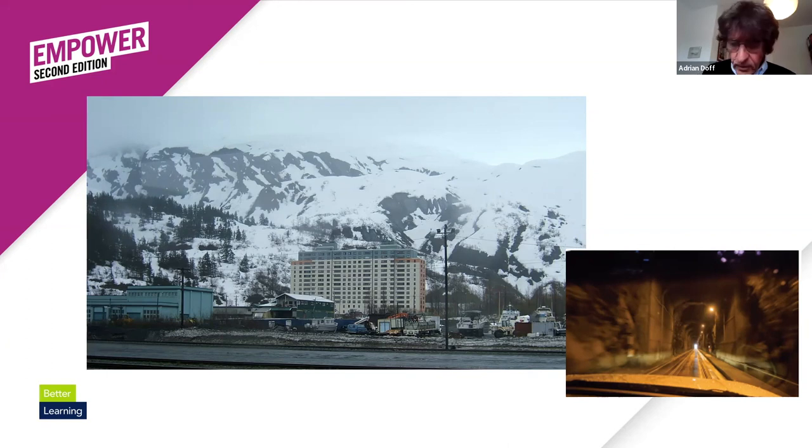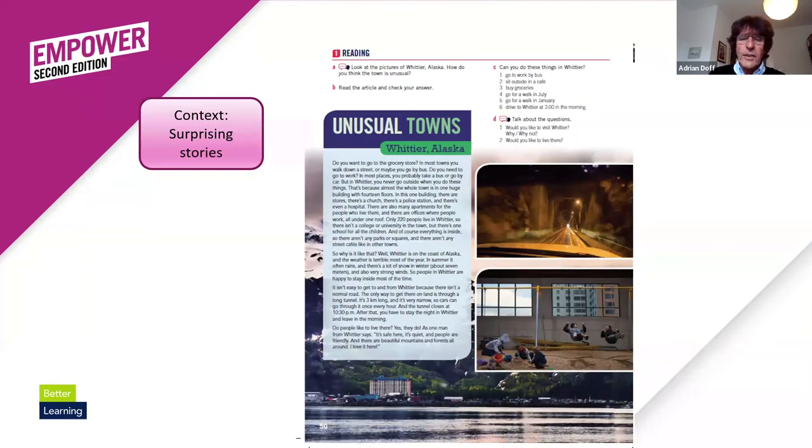Quite practical probably for the Alaskan climate. So that's an example then of a text which is simply describing a town using there is, there are in the standard way, but it's a town which arouses curiosity, which makes you think and makes you talk about it. This is how it is. This is the text on the page. So it's a surprising story.